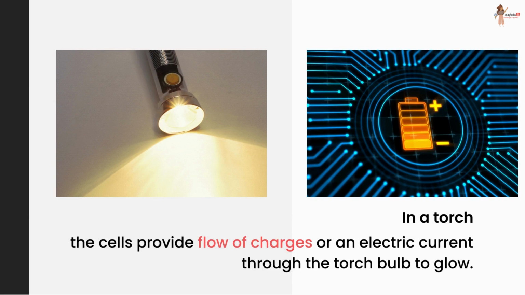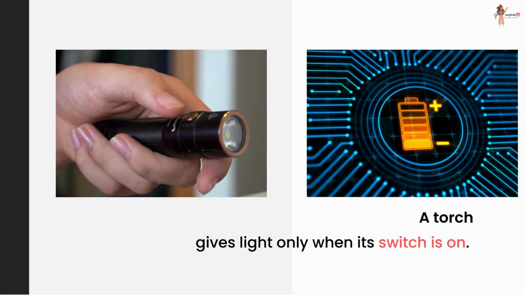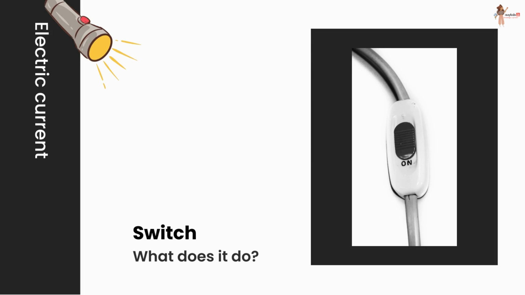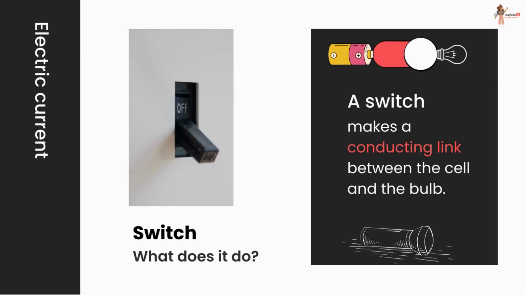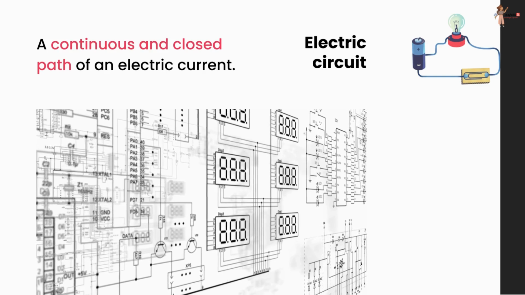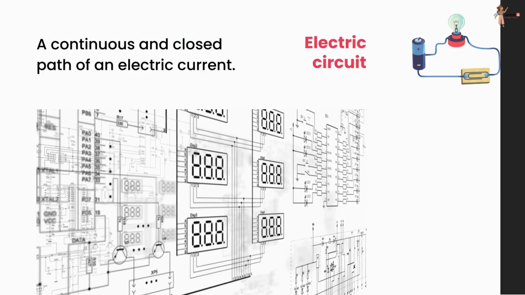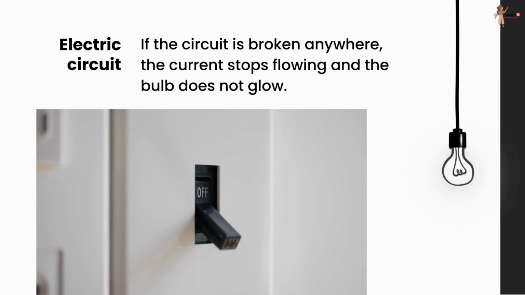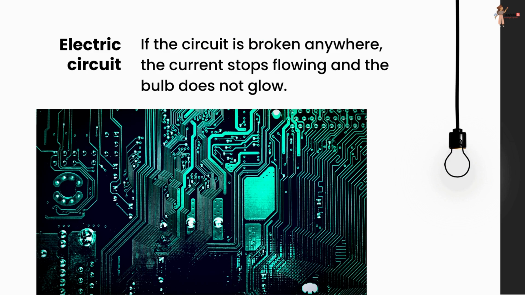In a torch, we know that the cells or battery, when placed in proper order, provide flow of charges or an electric current through the torch bulb to glow. We have also seen that the torch gives light only when its switch is on. What does a switch do? A switch makes a conducting link between the cell and the bulb. Now, this continuous and closed path of an electric current is called an electric circuit.